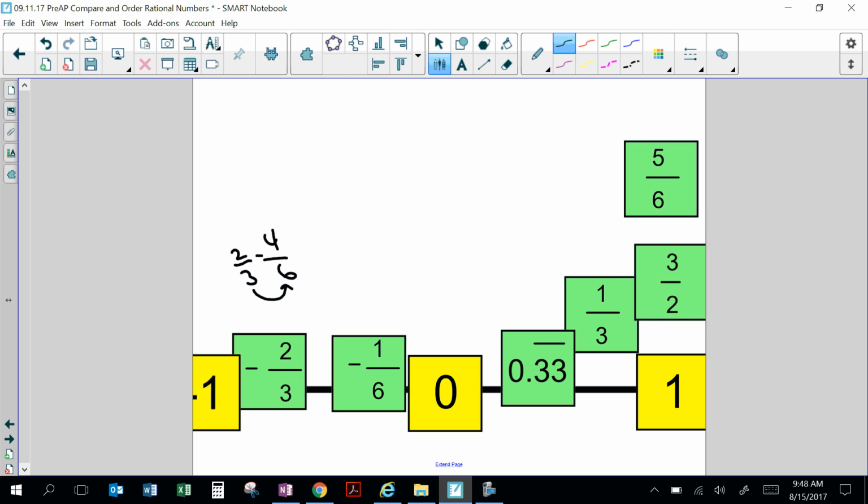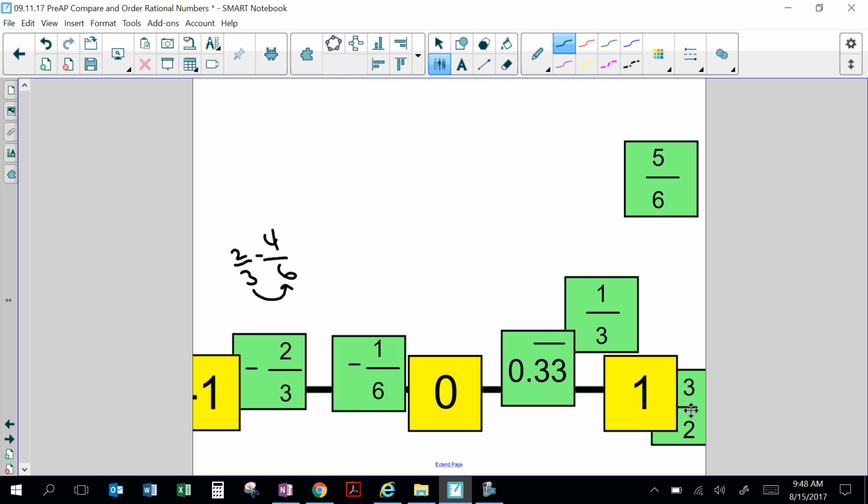Next one, 1/3, 3/2, 5/6. Well, first of all, I know 3/2 is more than 1 whole. Isn't that just 1 and 1/2? In case you don't know why, can 2 go in 3 one time? You have 1 left over, 1 and 1/2, or 1 and 5/10. So we're left with 2 of them.